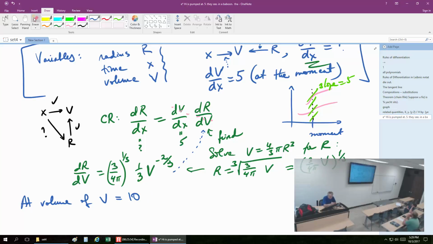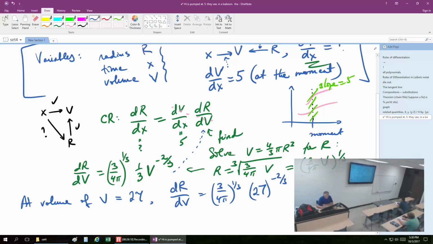So anyway, at a volume of, say, v equal to 10, well, let me pick some number that would produce nice results. How about 27? Why not 27? So that we can get rid of the cubic root. So dr/dv is 3 over 4 pi to the 1/3, 27. Okay, let's compute this one just as an exercise, negative 2/3. Okay, so I'm not going to do anything with the first term. It's just a cubic root. Whatever happens to the second one. So I repeat this.